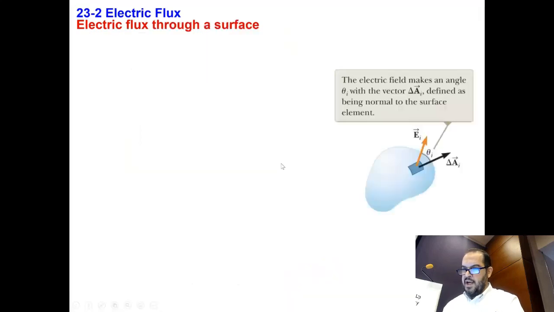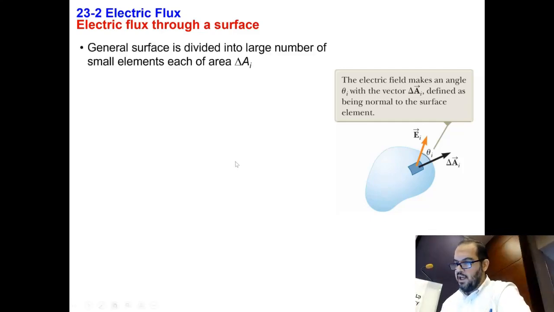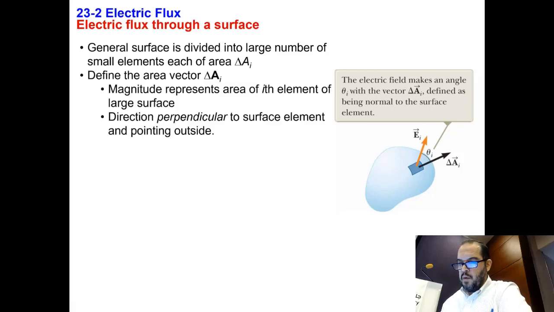So we have defined the flux. All right. So let's take, for example, now a closed surface, and we want to determine the flux through a closed surface. We can use the same technique as we did earlier. Okay. So we divide it into small elements, delta A's. We can determine.